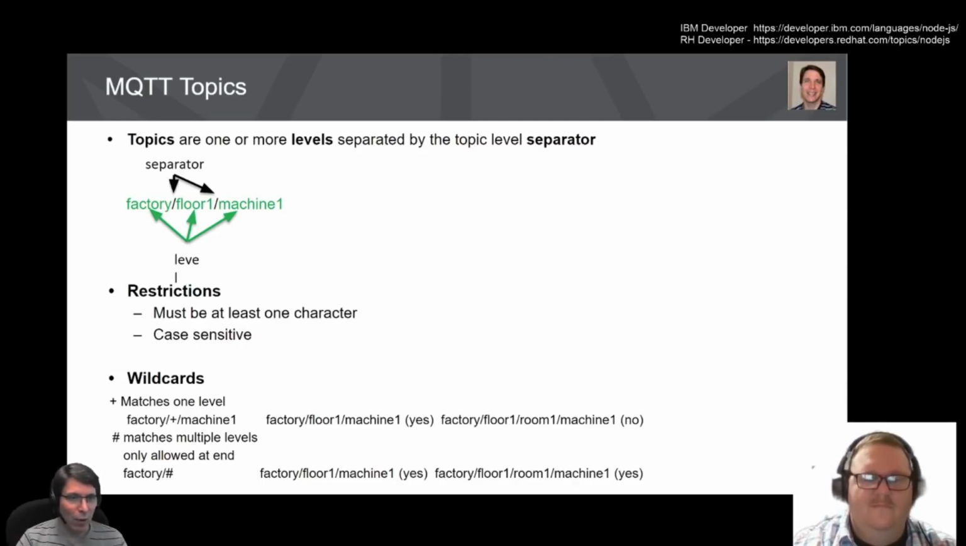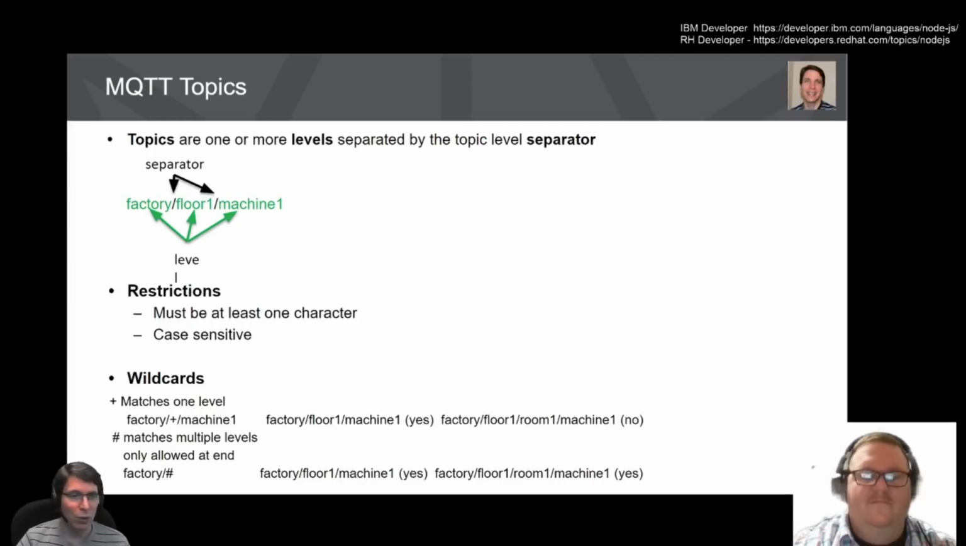And when I subscribe, I can subscribe to a very specific level. So I can subscribe to factory floor machine one, in which case I'll just get messages for that one topic. Or I can subscribe using wildcards, which I show a little bit below, so that I could get all messages for topics that are underneath factory floor one, for example. There are a few restrictions. They must be at least one character each level, and they are case sensitive, so it's good to be aware of.